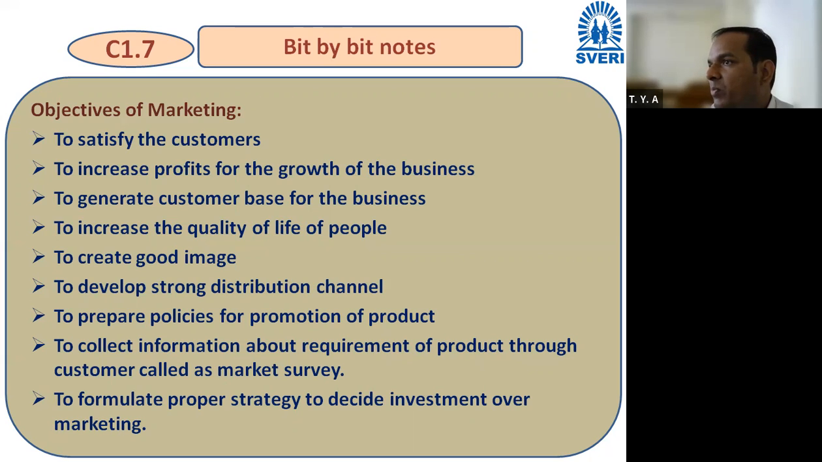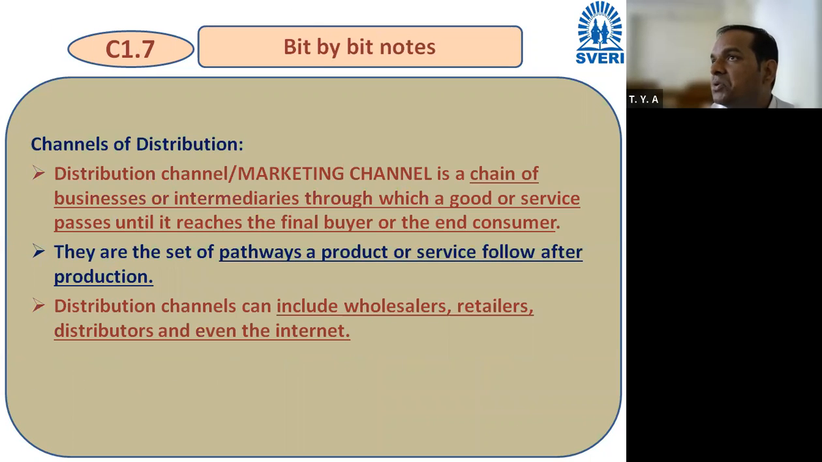To formulate proper strategy to decide investment over the marketing. किती इन्व्हेस्टमेंट कशावरती करायला पाहिजे, मार्केटिंग मध्ये किती इन्व्हेस्टमेंट करायला पाहिजे. So all these are the objectives of the marketing. Now channel of distribution. So we discussed like there are various hurdles and how we can remove those hurdles or minimize the hurdles. So distribution channels are very important.